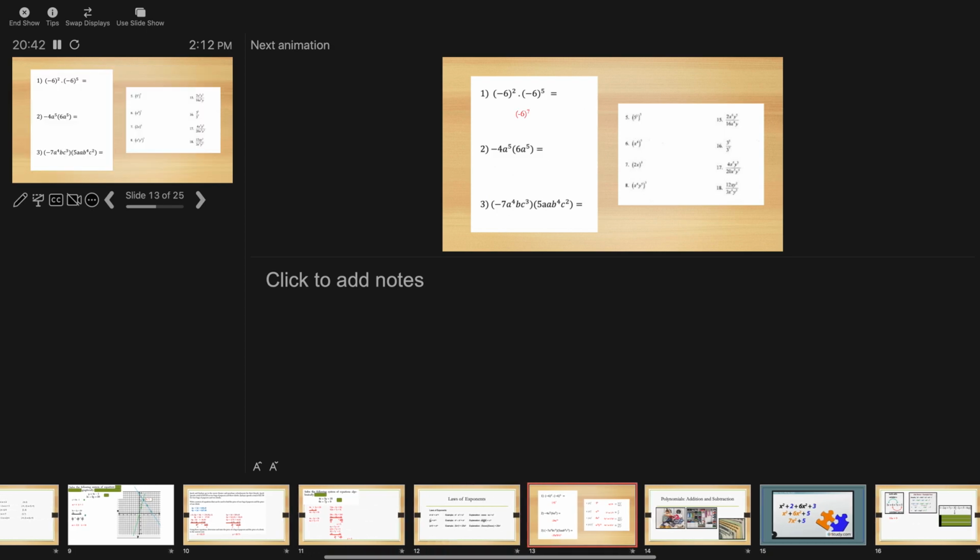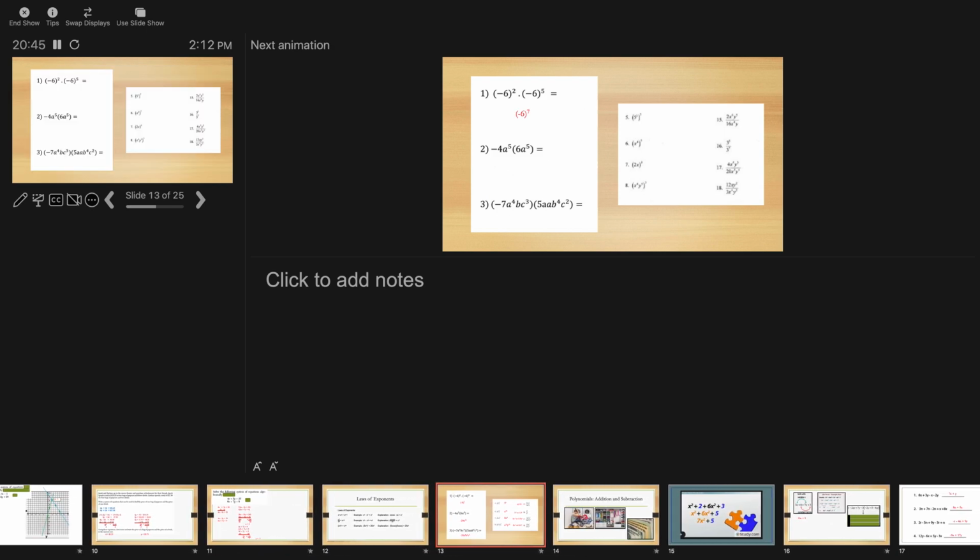So there we go. Those are the rules for laws of exponents. Let's try these questions. Go ahead.